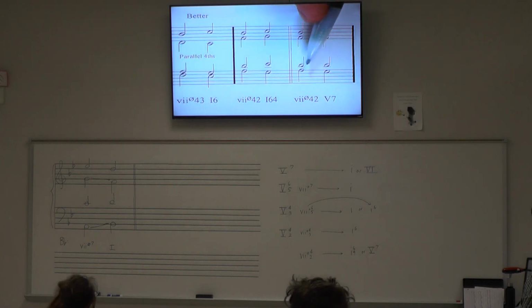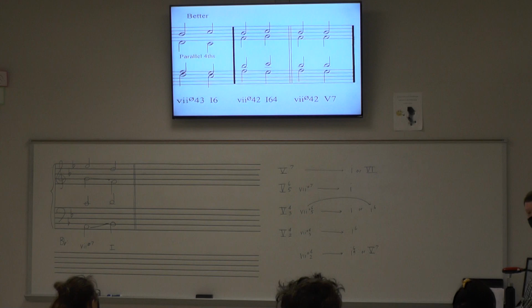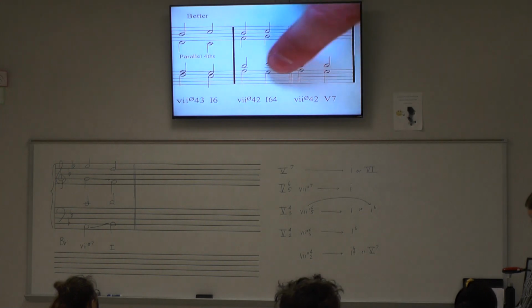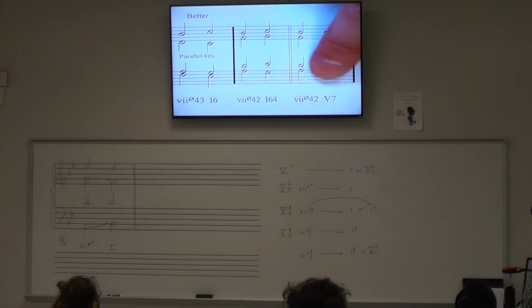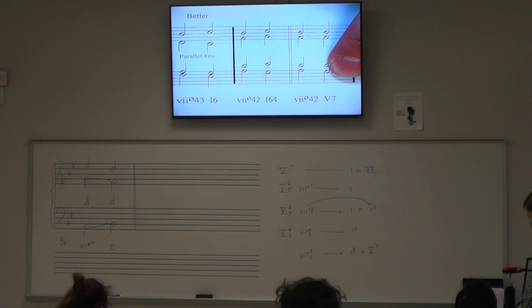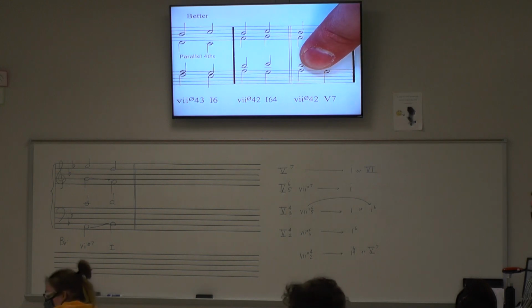But the 7th of the chord, which is in the bass, that A, still goes down by step. And that's why when you have 7-4-2, that inversion, you see how 1-6-4 and 5-7 are really the only good options? Because they both have a note in the bass that is a step lower than the 7th.